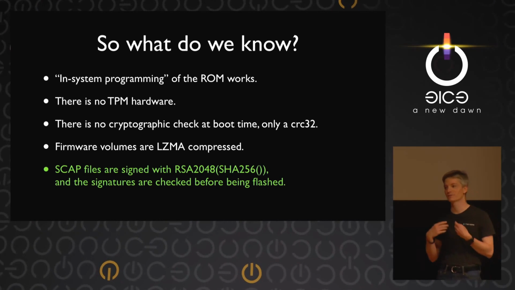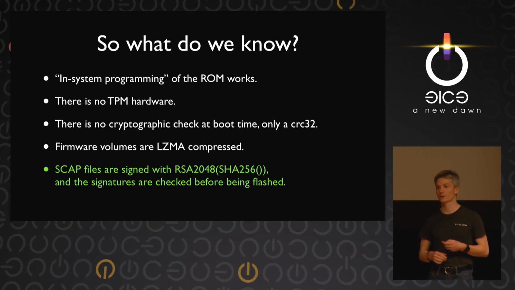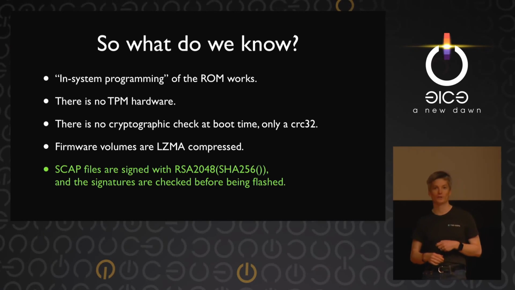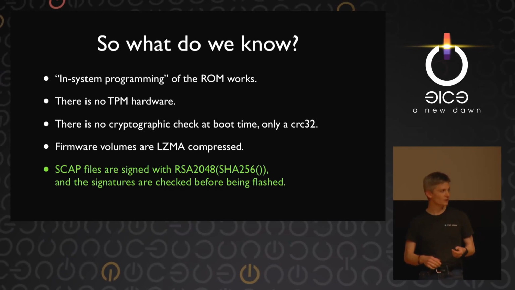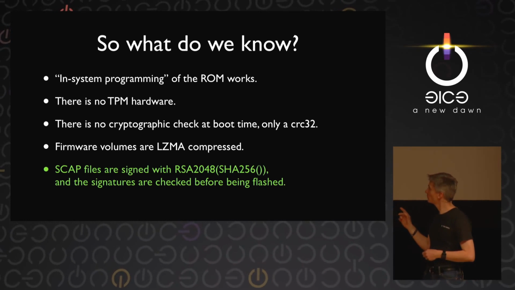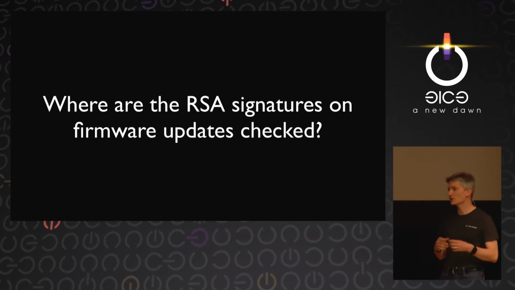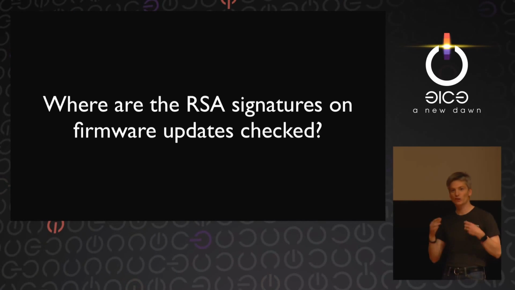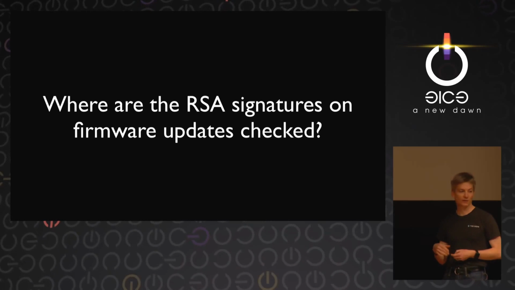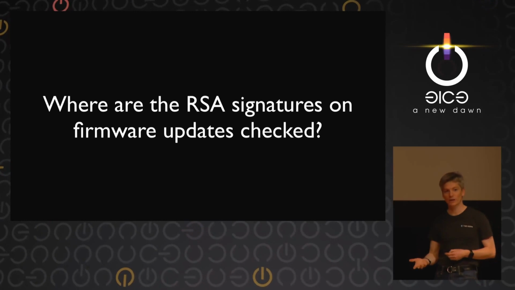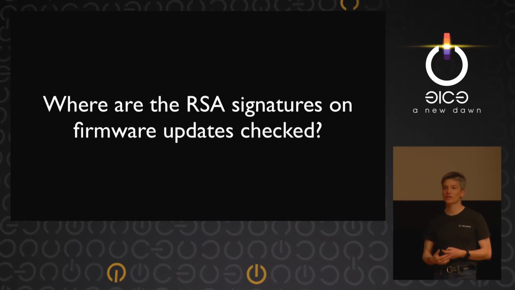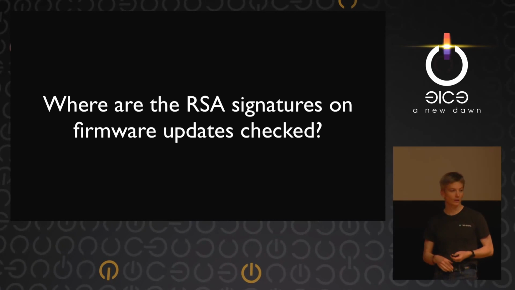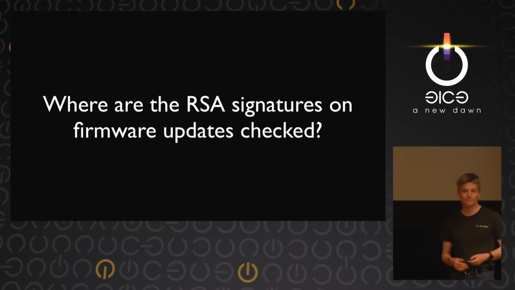You will have to do a full in-system programming reflash of the ROM to clear that. But where are those signatures being checked? We know somewhere in that update process, but it could be hardware again. The management engine or the SMC perhaps could be helping out, or it might just be software.